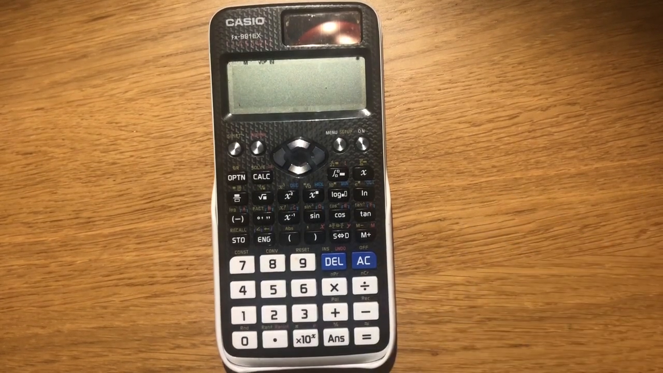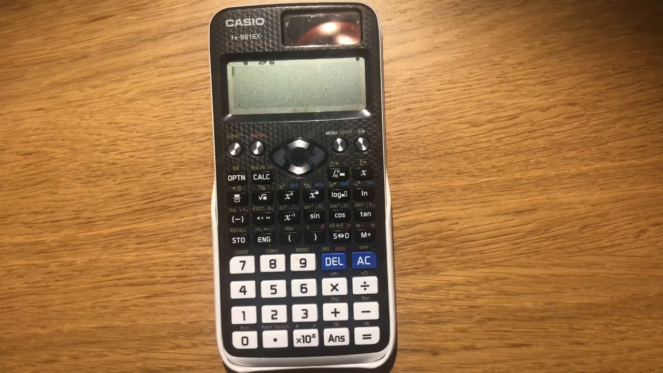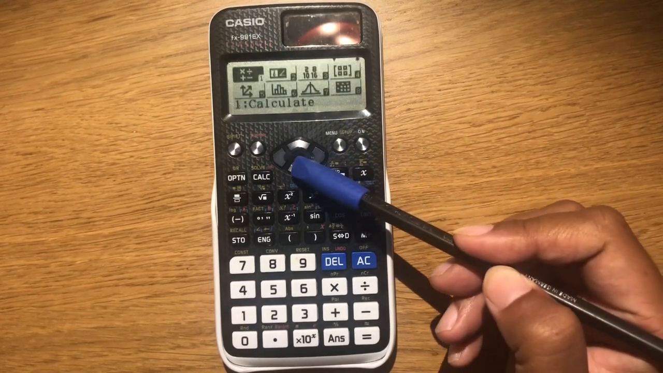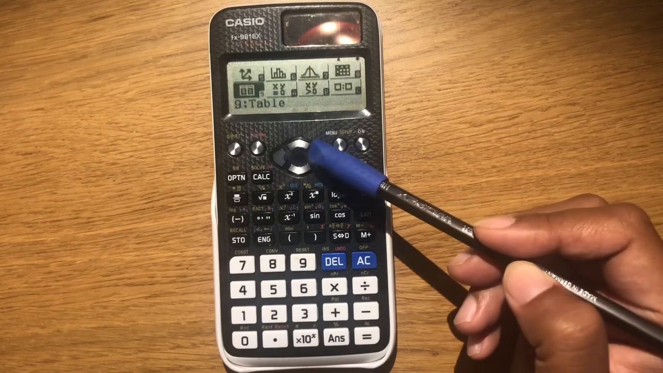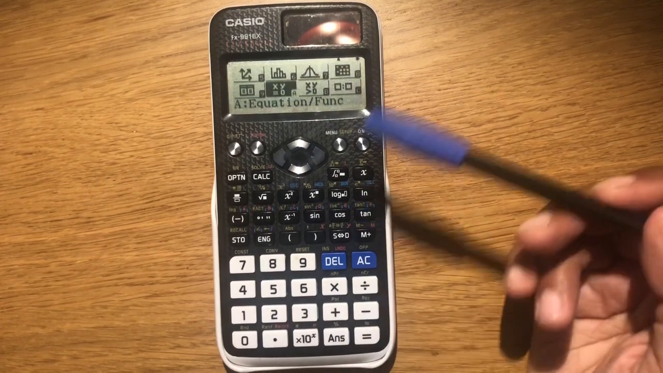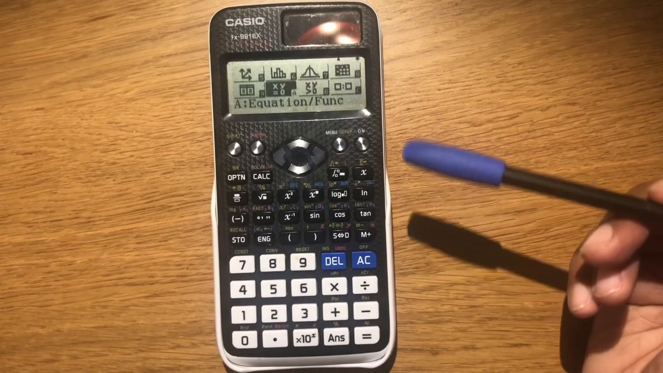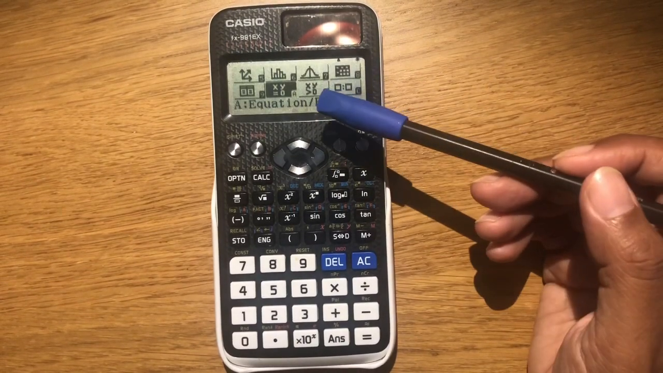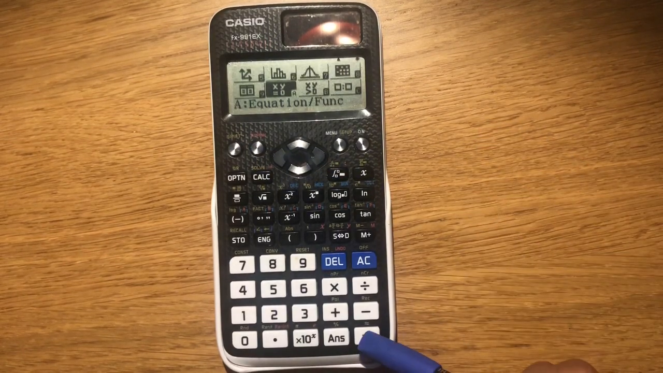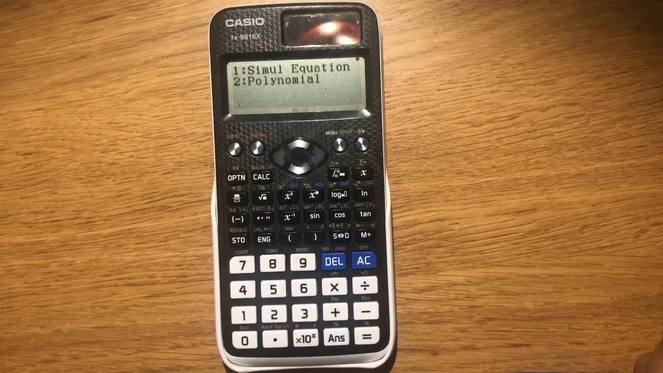First, when you switch the calculator on, you will be in calculate mode. We want to switch this to quadratic equations mode. Press the menu button and then scroll down twice and across, and we get to xy equals 0. Now, depending on which calculator you have, that will be somewhere else. On this calculator, it is option A, which means 10. Press equals, and we get simultaneous equations or polynomials.